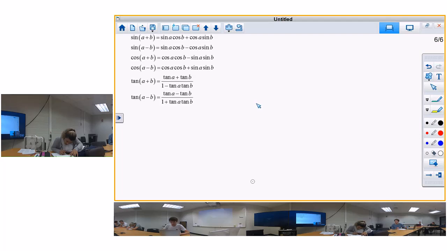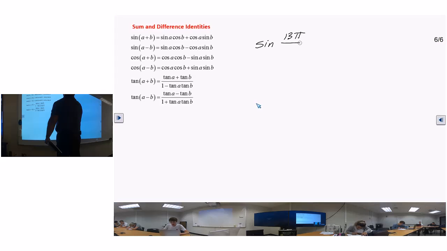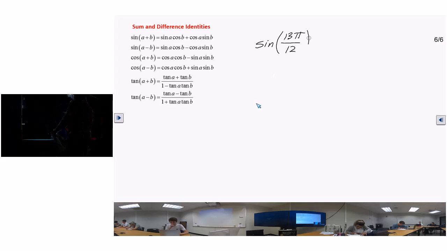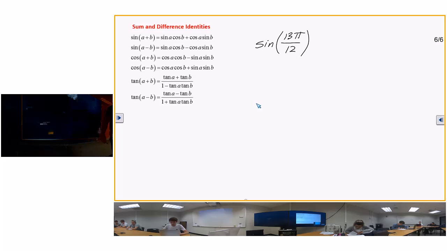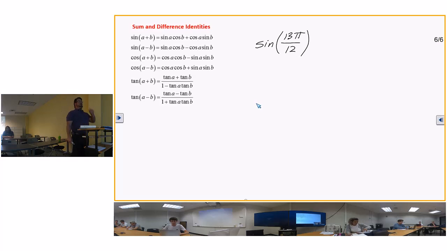Sine of 13 pi over 12. Now, before I do anything, and this is just me, I mean, some of y'all invented the unit circle, but I didn't. So I changed that into an angle because I want to see what the angle is. Now, you could break it up into 5 pi over whatever, and that's fine if you want to do that, but I don't do that. So the first thing I'm going to do is change it into a degree.